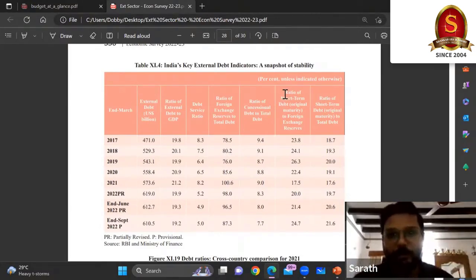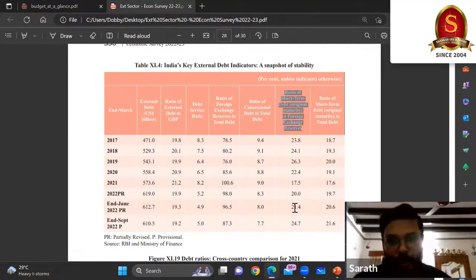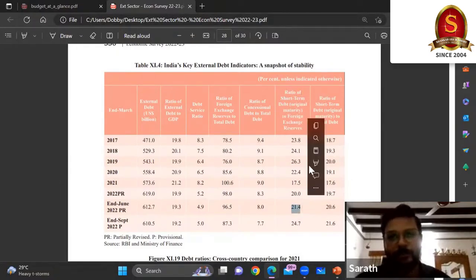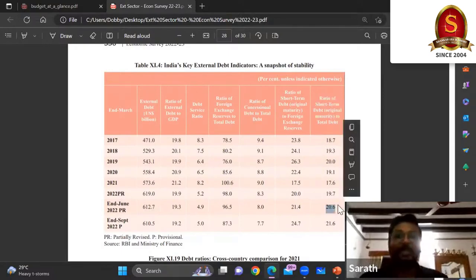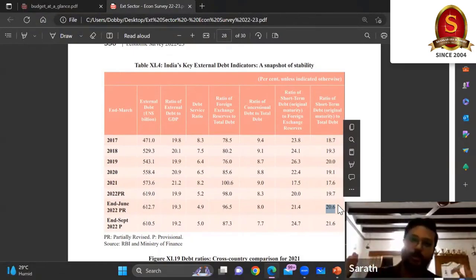However, look at this. This is where the first statement becomes important. Ratio of short-term debt to forex reserves. Ratio of short-term debt is only around 20%. So ratio of short-term debt to total debt, it's only around 20%, which means for our immediate repayment obligations, we have enough money in our forex reserves. Even if nothing else works, we can take 20% of our forex reserves and pay, and our short-term debt is done. Short-term debt means what we have to repay within 1 year. Everything else is long-term obligation.